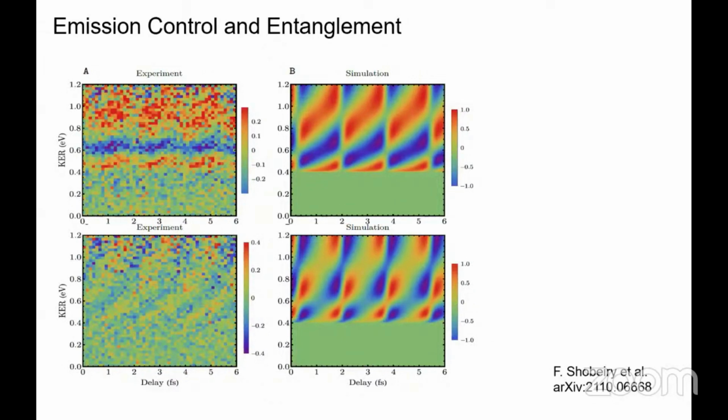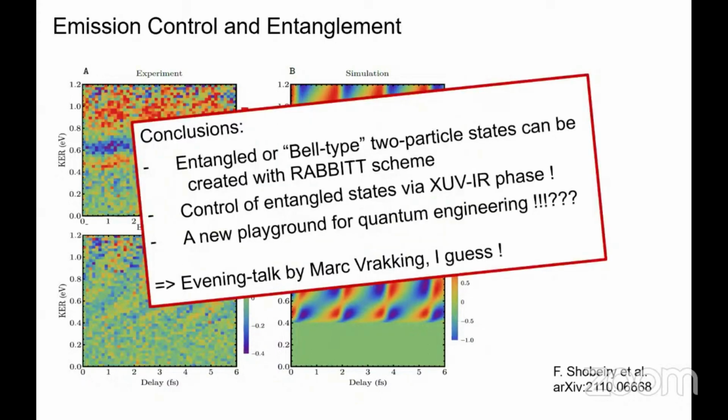So we understand what we are doing, and we think we create a kind of entangled state, which we can control somehow, either by different intensity of the IR or by the phase between the IR and the XUV. And now you can ask, what is it good for? I don't know. It's a Bell-type two-particle state. I think this is a kind of entanglement, and it might even be a playground for quantum engineering. I have no idea. And I think it's also a good takeover to Mark Fracking's talk, but I guess he will talk about this also. And with this, I thank you for the attention.